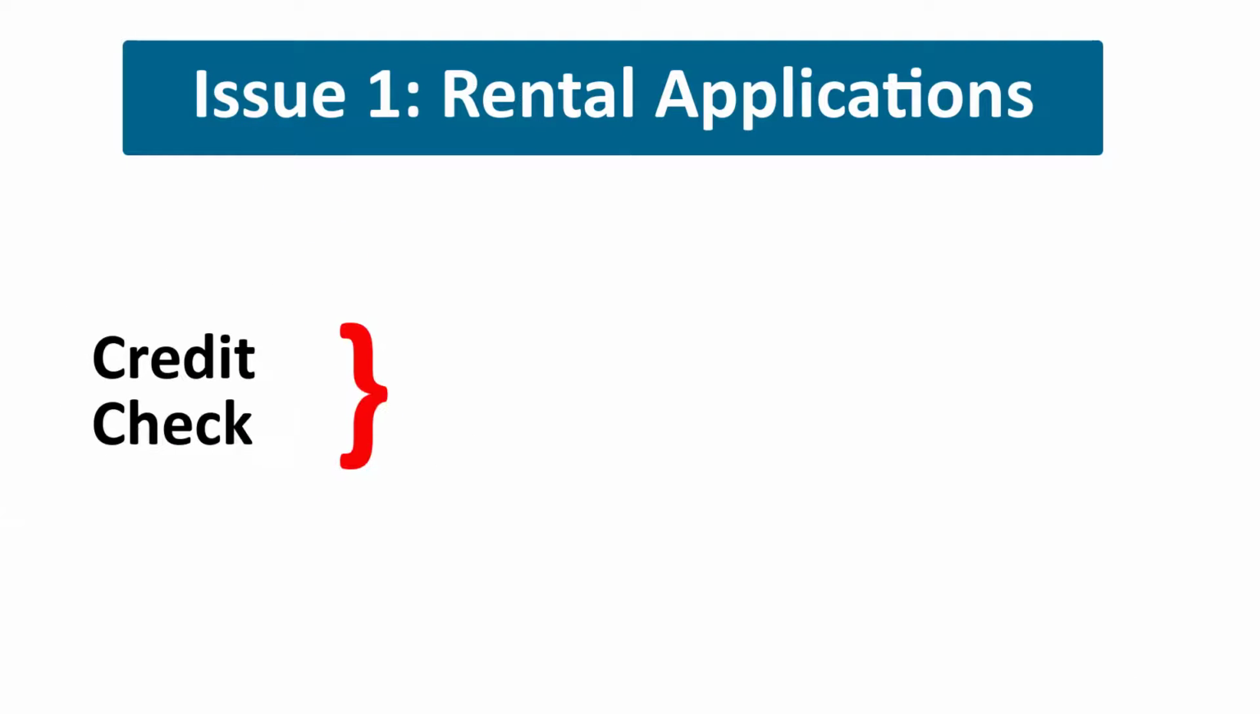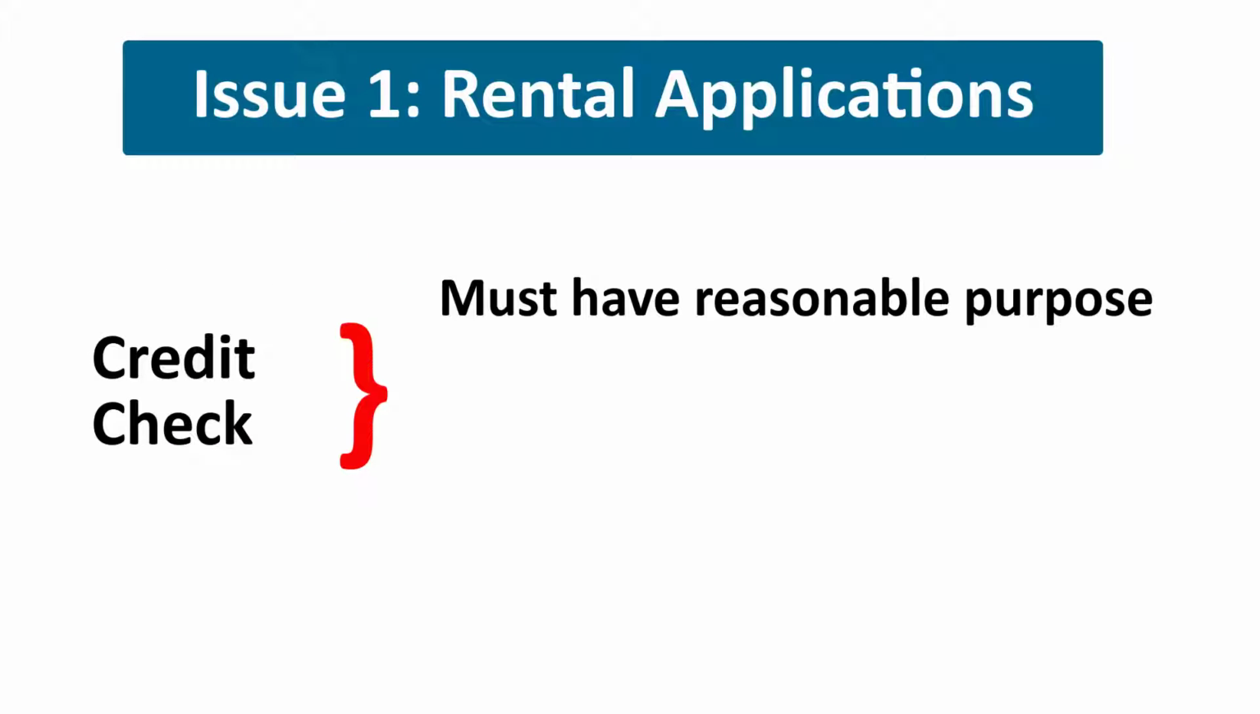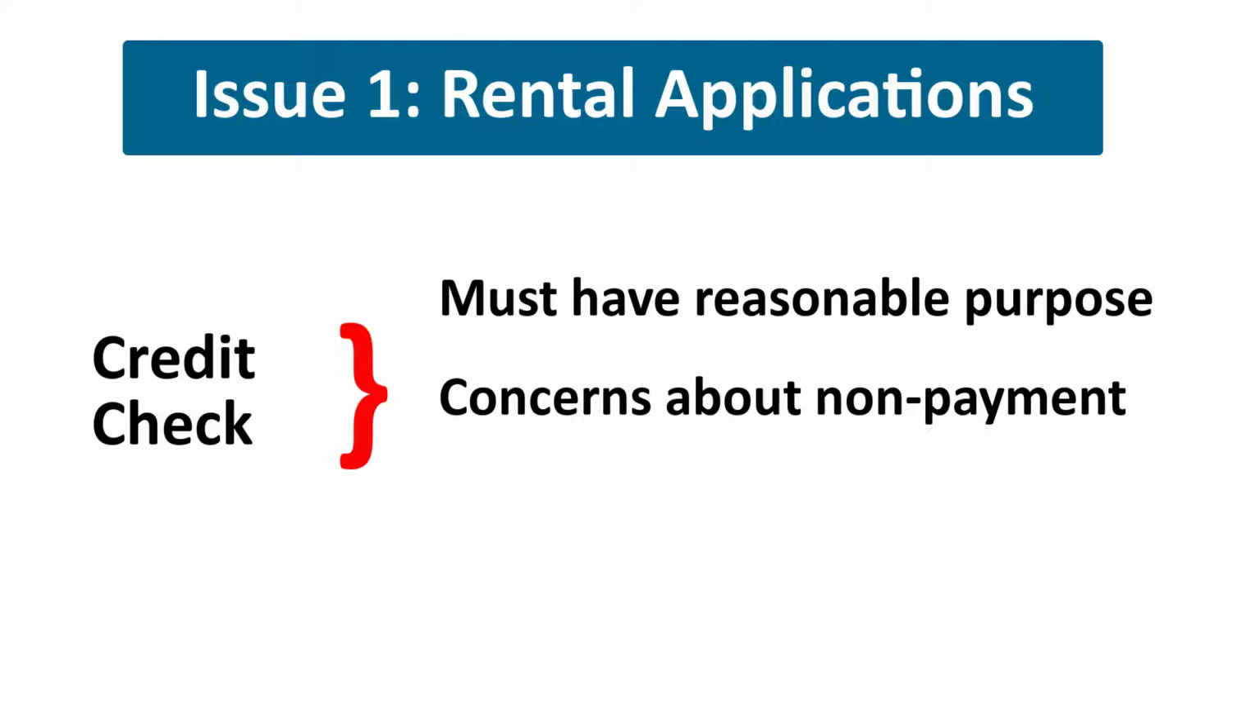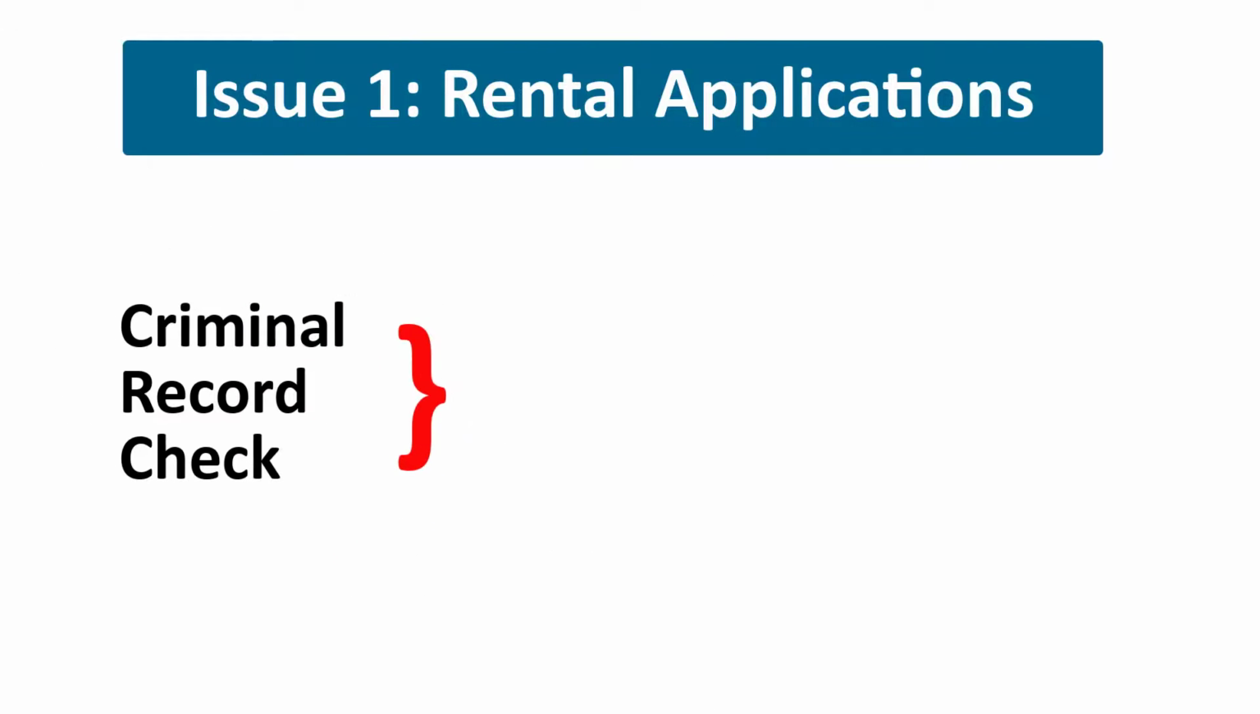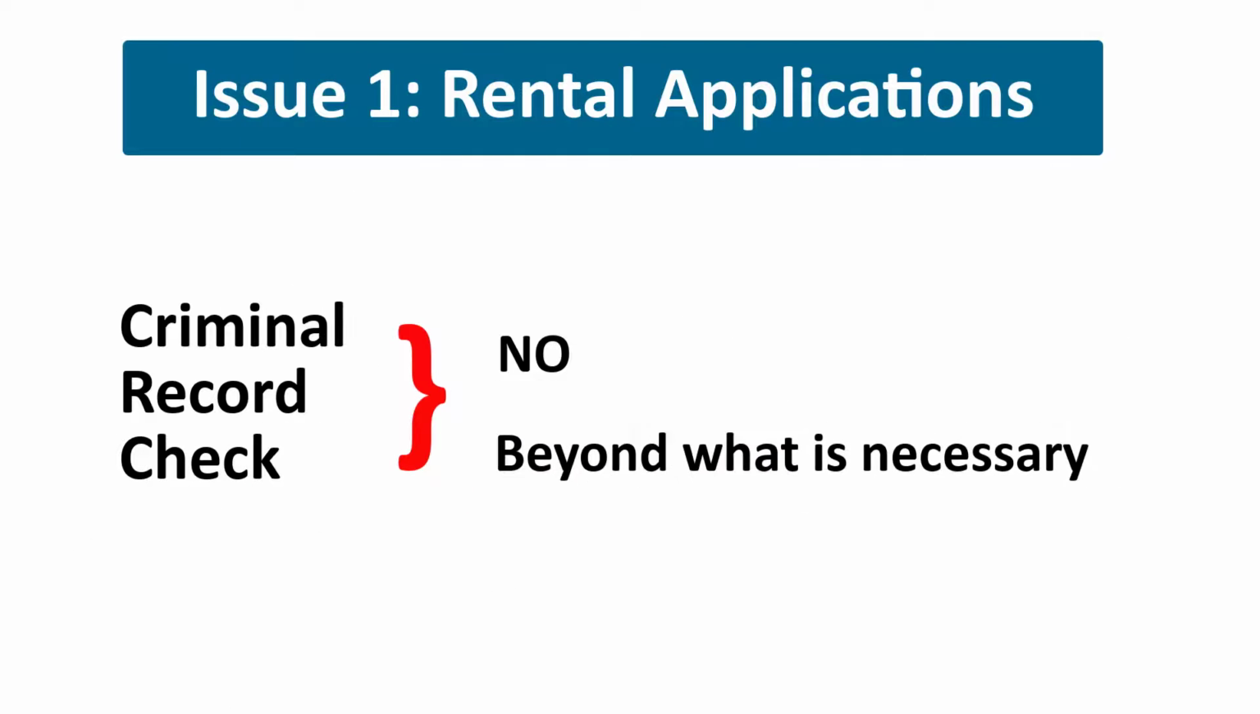As for credit checks, landlords must have a reasonable purpose for doing so and explain that purpose to the tenant. If the landlord has concerns about non-payment of rent and must verify an applicant's credit history, this may be reasonable. But before ordering the credit report, landlords are required to obtain the tenant's consent. When it comes to asking for a criminal record, the answer is no. A landlord cannot, as a condition of renting or providing any service to a tenant, ask for consent to collect personal information beyond what is necessary to provide tenancy or that service.